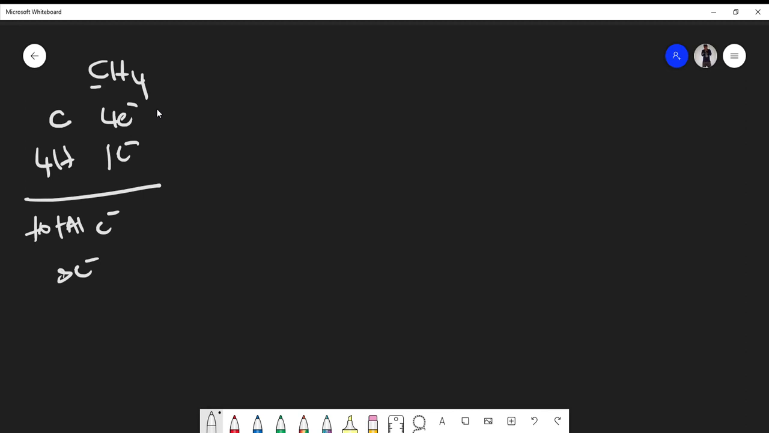So usually, when drawing Lewis structures, the atom furthest left in the formula is usually a central atom. So at this time, I could actually put my hydrogens around the carbon atom. Now we have 8 valence electrons to place.